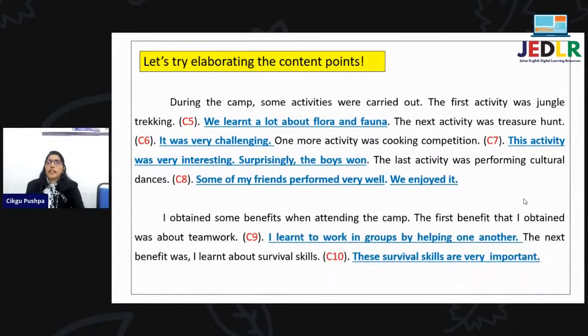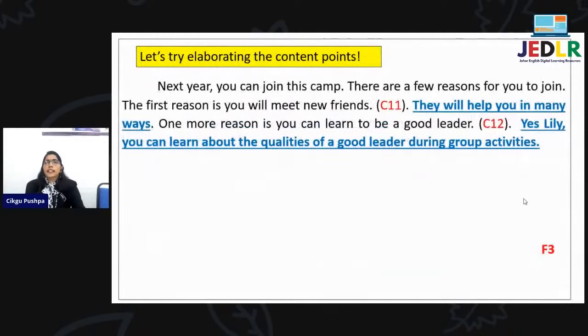And you have C6, C7, C8, C9, and C10. One more thing that I would like to share here is that sometimes you can have more than one detail. Like you can see here, point number 7, you have 2. This activity was very interesting. Surprisingly, the boys won. So if you think that you can write more, you just write more. You don't have to force yourself to write for each and every content point. You must have 2? Not necessary.